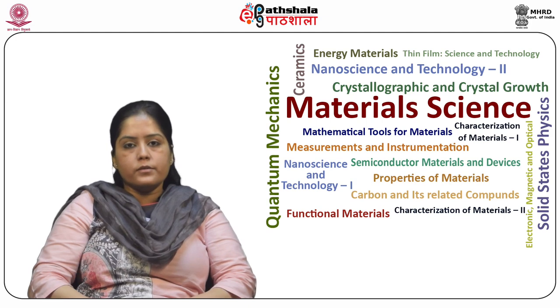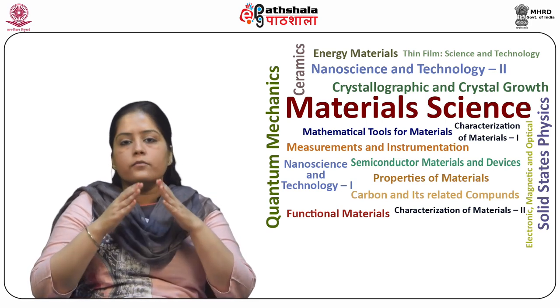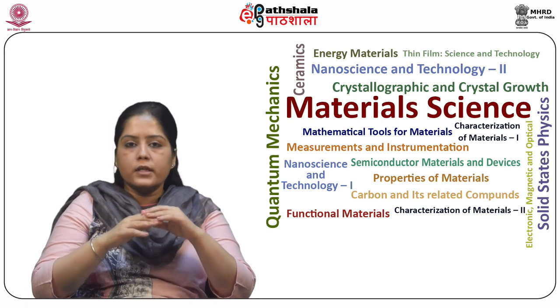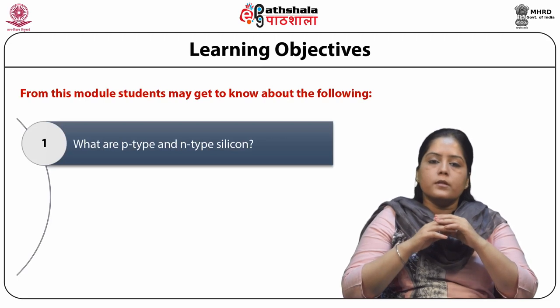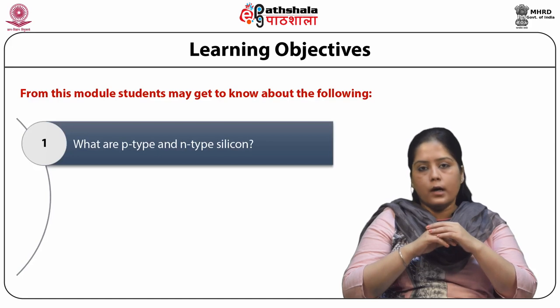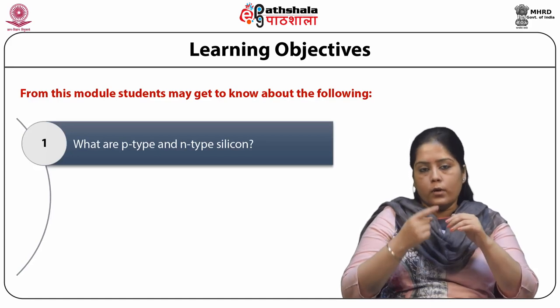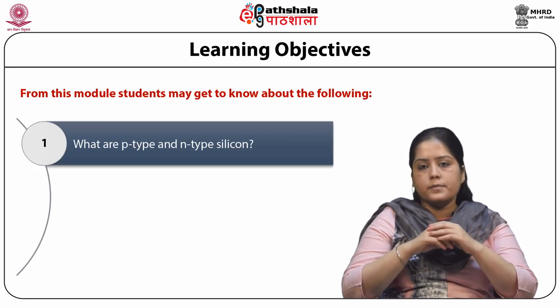Today we are going to discuss the module on generation and recombination processes in a solar cell, from the paper Energy Related Materials. So students, the main points which will be covered in this module are: number one, what are p-type and n-type silicon?